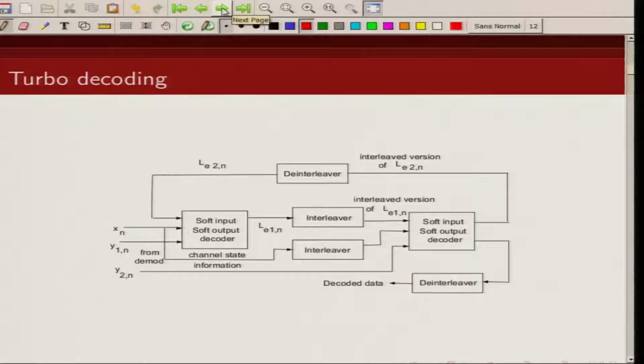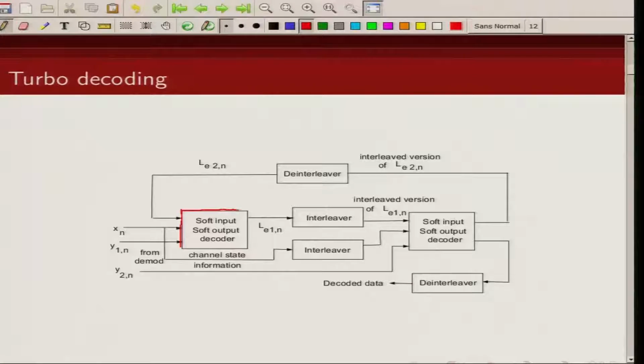So this is the block diagram of a turbo decoder. As you can see, the main blocks here are, so recall a turbo code consists of parallel concatenation of two recursive convolutional encoders. So here we have two decoders, it is an iterative decoding process. We have two decoders corresponding to the two encoders. So this is one decoder, this is the second decoder.